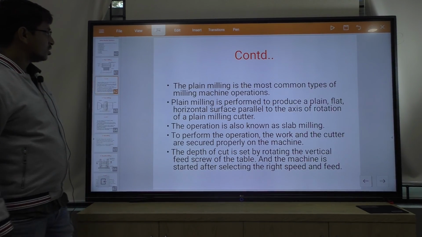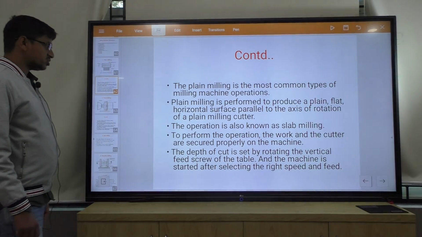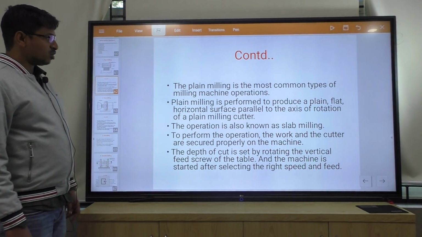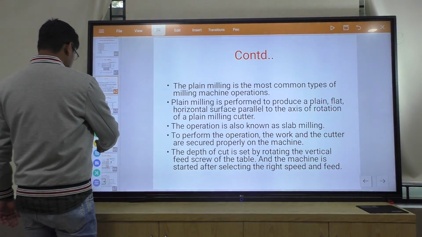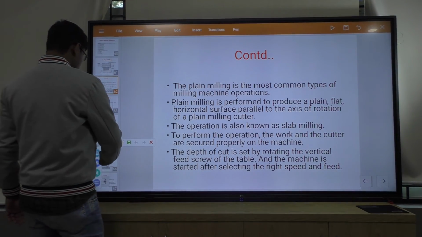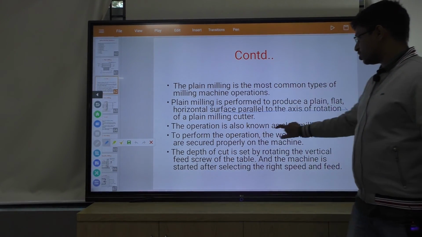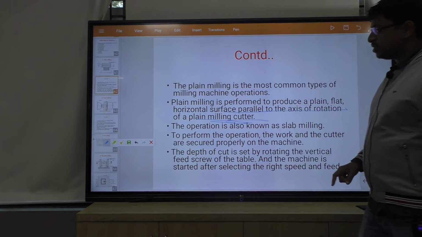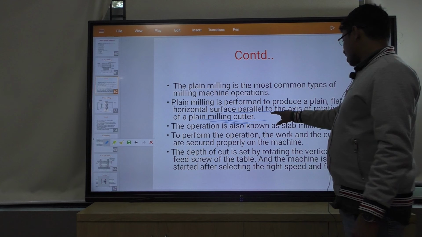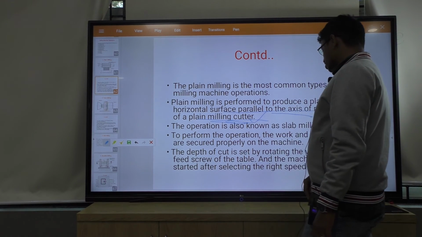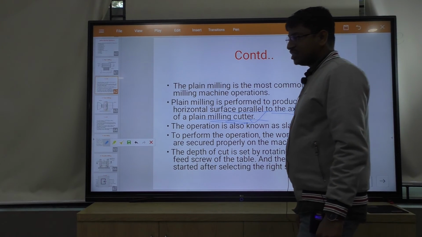Plain milling is the most common type of milling machine operation. It is performed to produce a plain flat horizontal surface parallel to the axis of rotation of the plain milling cutter. The operation is also known as slab milling. Means we can call plain milling slab milling.